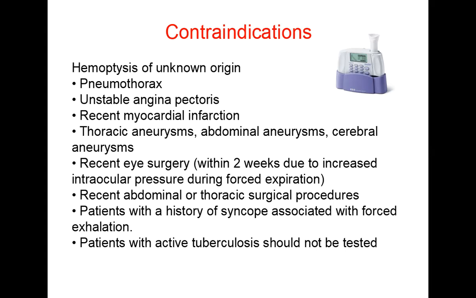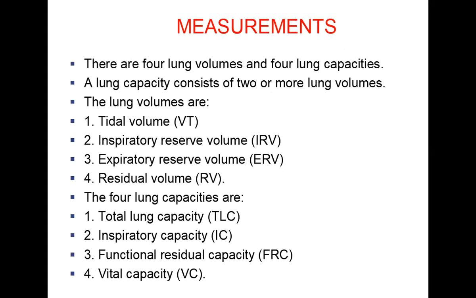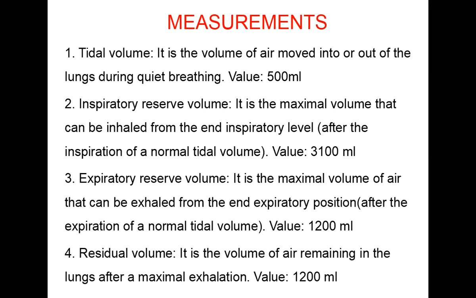We can measure 4 lung volumes and 4 lung capacities by the use of spirometry. A lung capacity consists of 2 or more lung volumes. The lung volumes are tidal volume, inspiratory reserve volume, expiratory reserve volume, and residual volume. And there are 4 lung capacities: the total lung capacity, inspiratory capacity, functional residual capacity, and the vital capacity. The tidal volume is the volume of air moved into or out of the lungs during quiet breathing. That might be 500 ml.